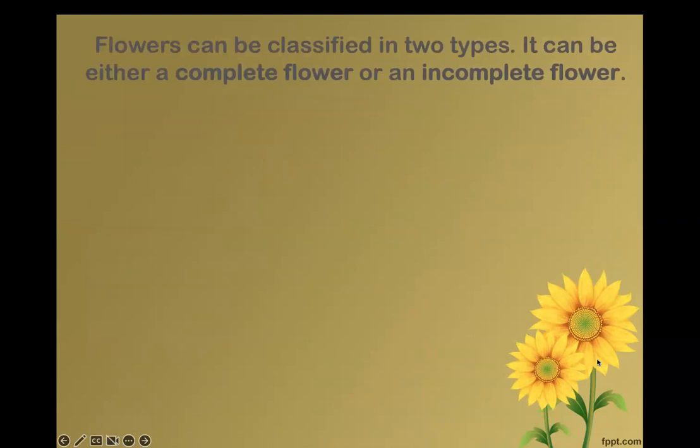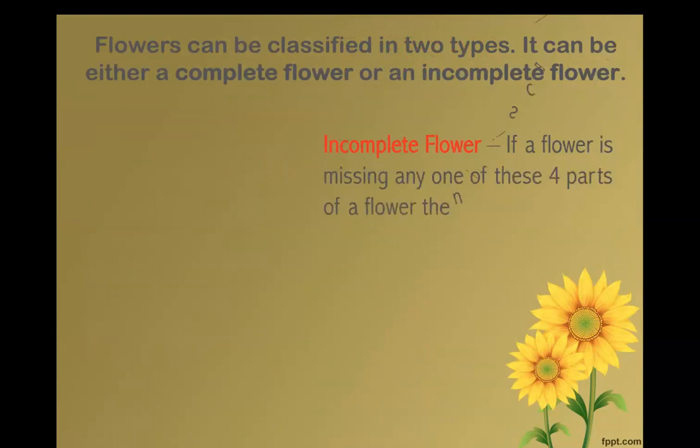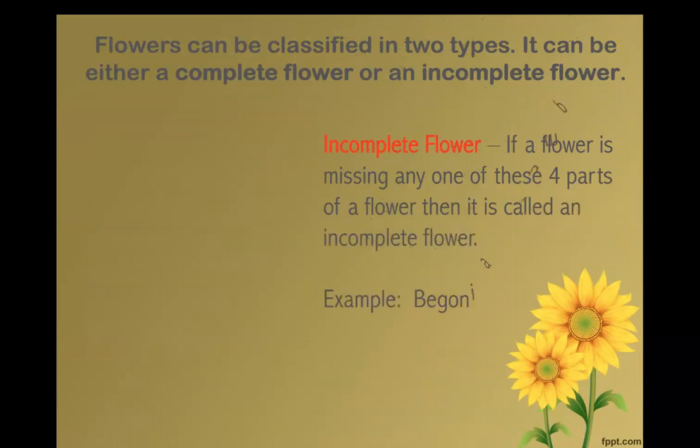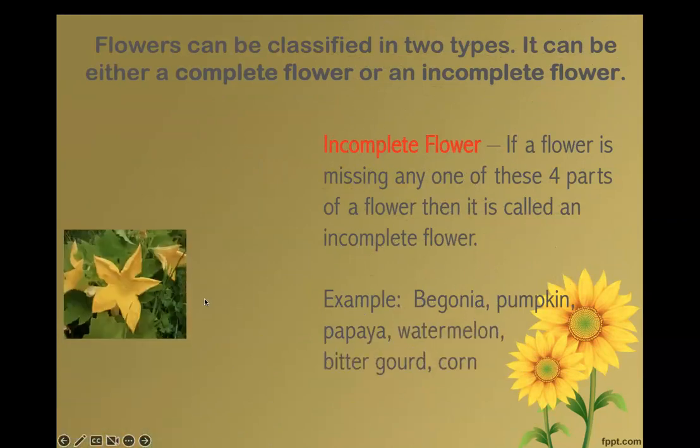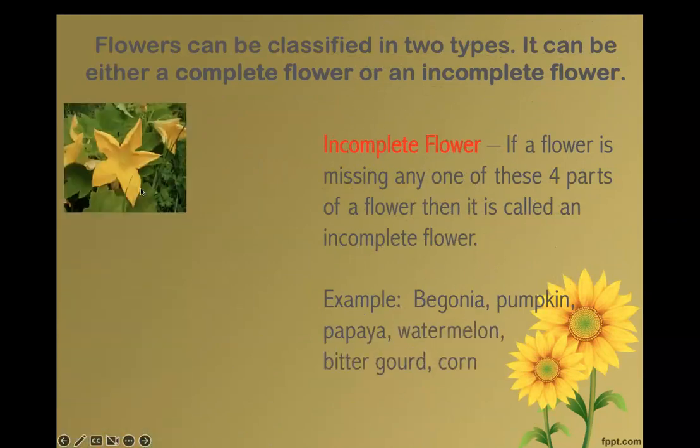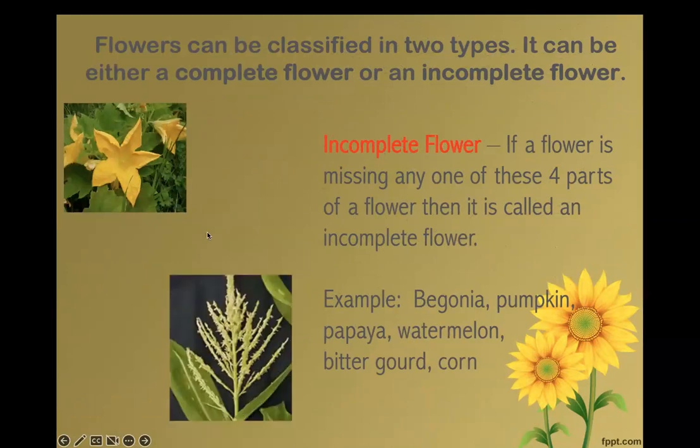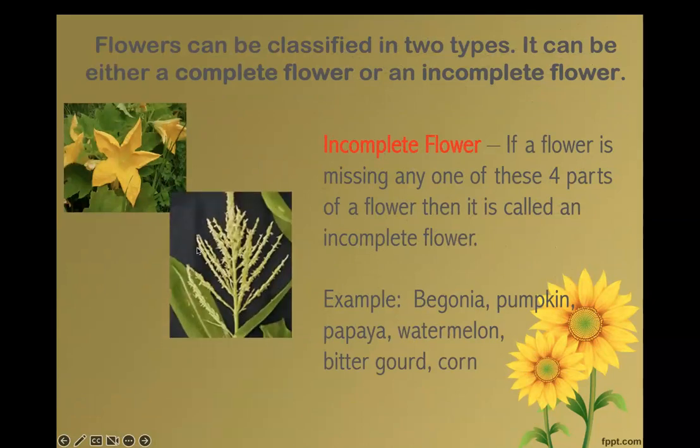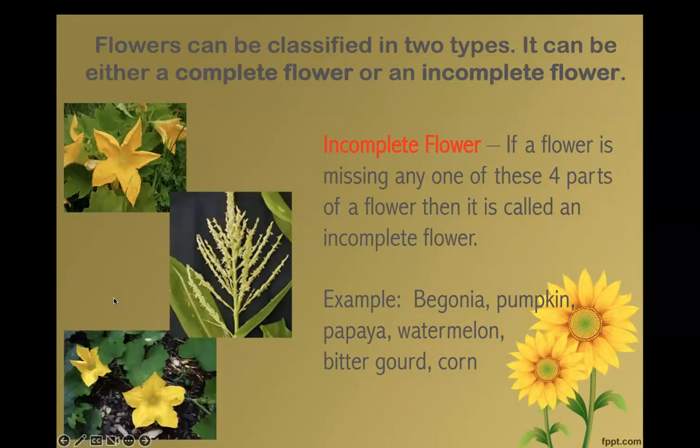Now, they can also be incomplete if one of the four parts of the flowers is missing. One or two parts of the flower is missing. An example of these are begonia, pumpkin. This is a pumpkin flower. Papaya. No, that is not papaya. That is corn flower. And this is watermelon flower.